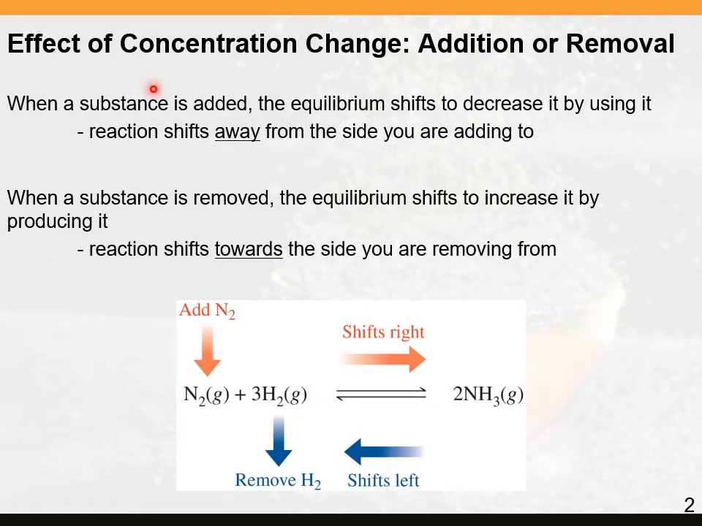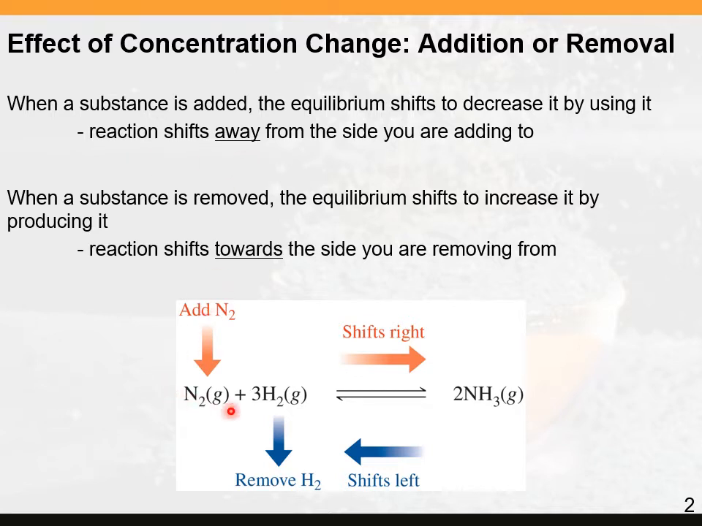When a substance is added, it could be a reactant or product. The disturbance is now there's too much of that substance. The reaction will respond in a way to decrease that increase. Therefore, it's going to try to decrease it by using it. As a result, the reaction will shift away from the side you are adding to.